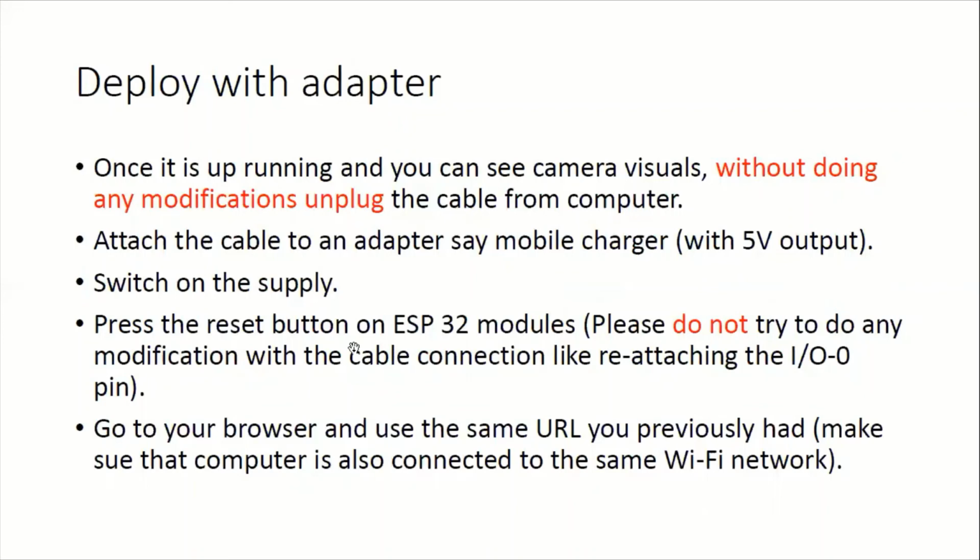Then again press the reset button on the ESP32 module. It will again give a flash, and just wait. Then using the same URL that you got earlier in the serial monitor while it was connected to the computer, copy and paste it there, and you will be able to see the same service of this ESP module there also. So in this way you can deploy it anywhere.